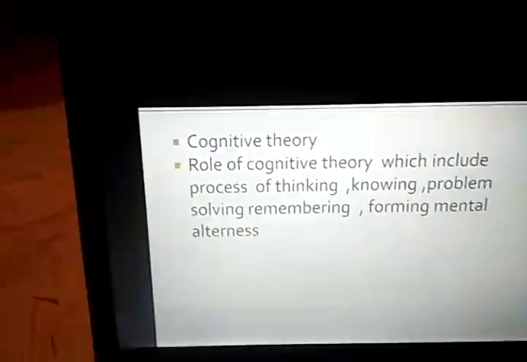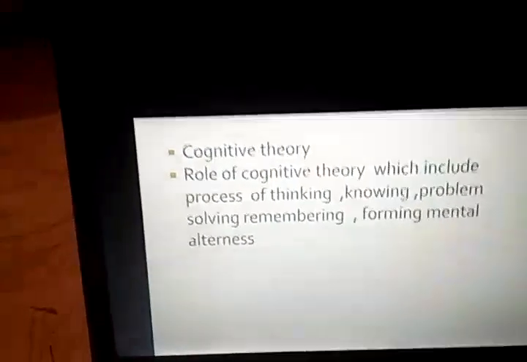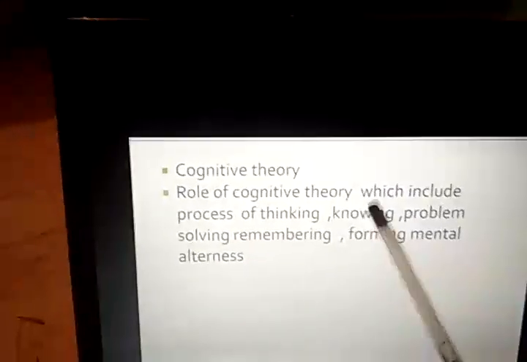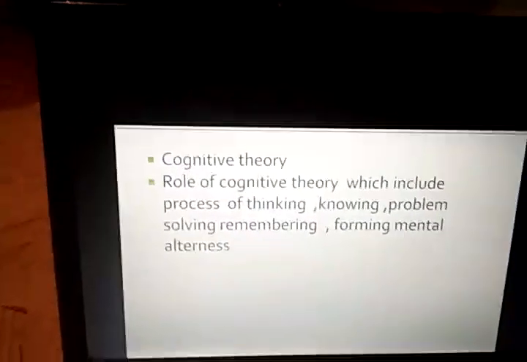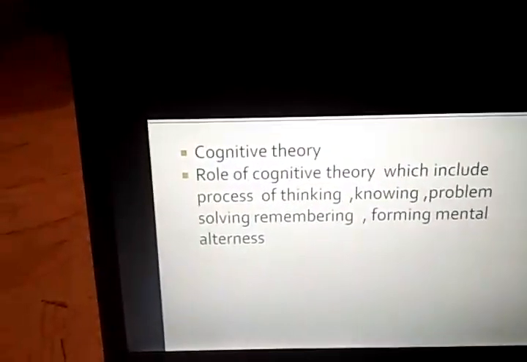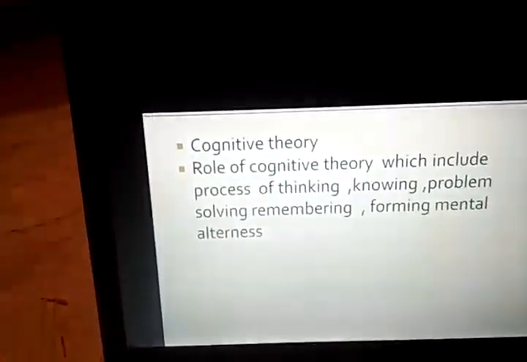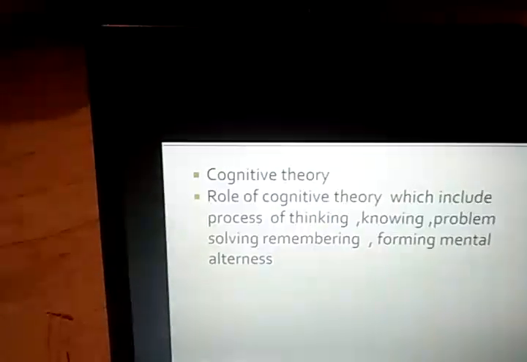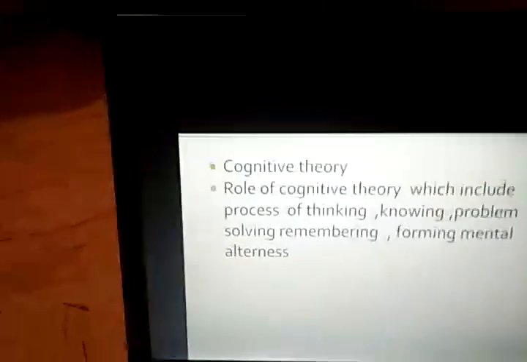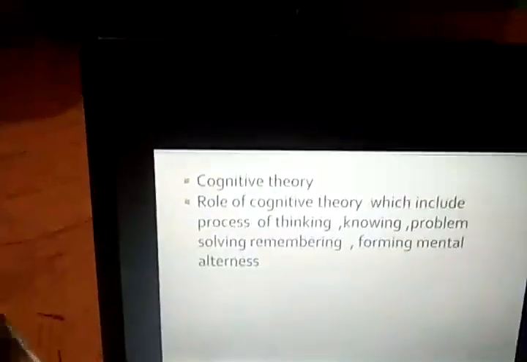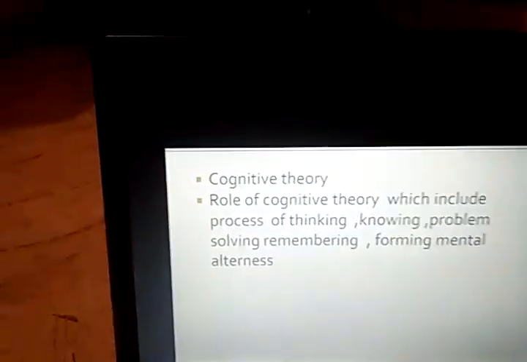The role of cognitive theory includes the process of thinking, knowing, problem solving, remembering, and forming mental alertness. This is a very important theory. Actually, from when the child is in infancy, a small stage, through adulthood, at all the stages, the cognitive theory plays an important role. When the child starts to grow up, the mind of the child will also develop. So certainly this theory is very important. It's just giving thinking power.